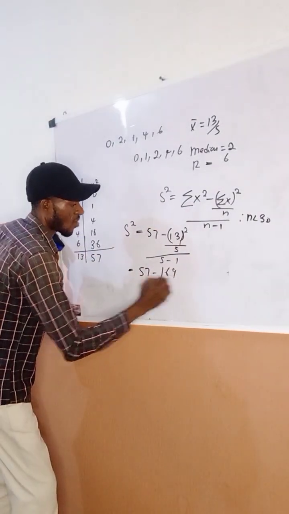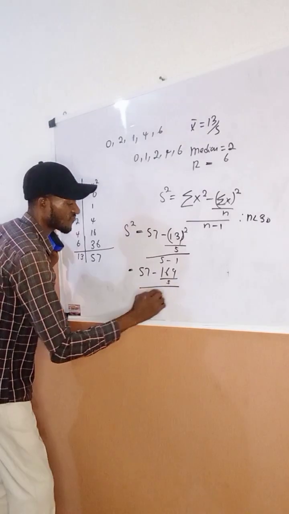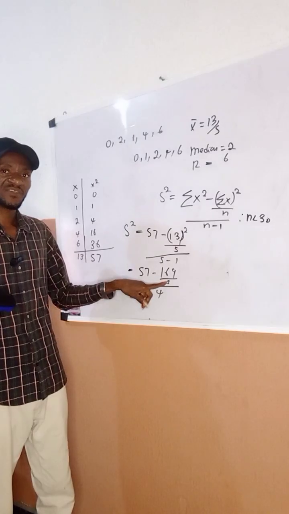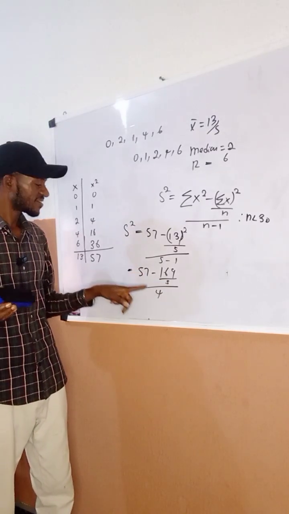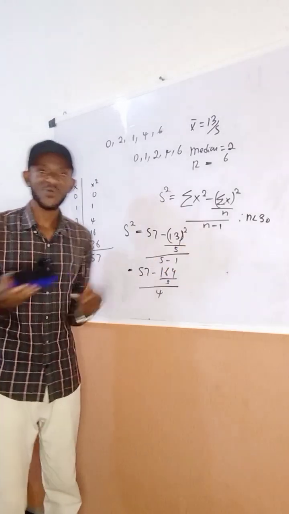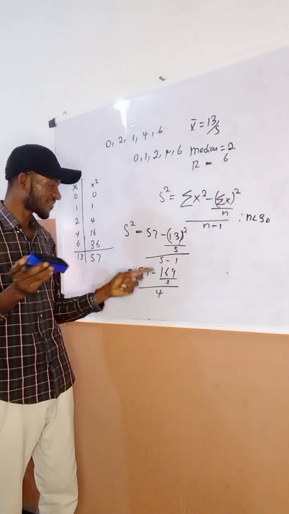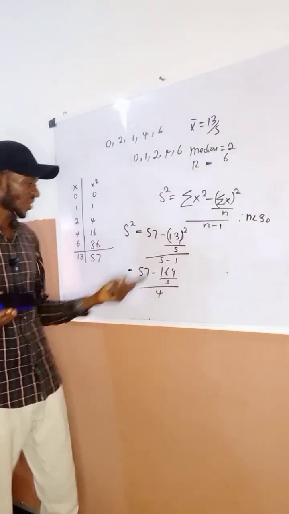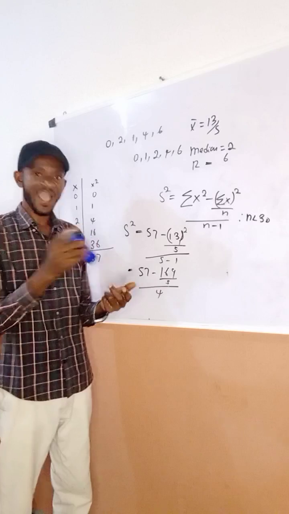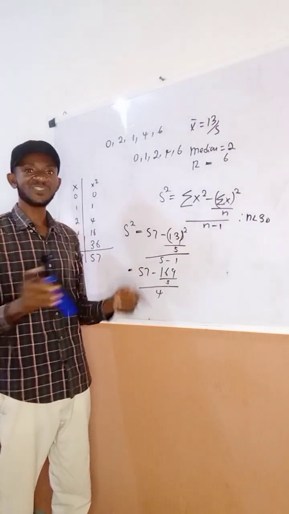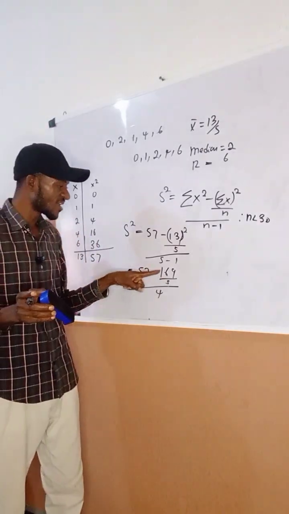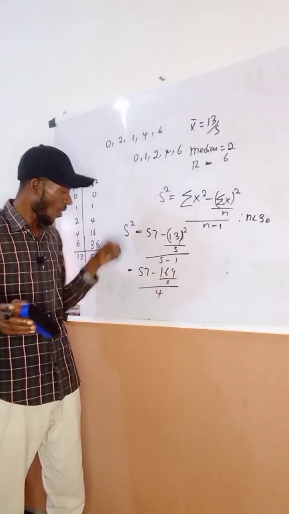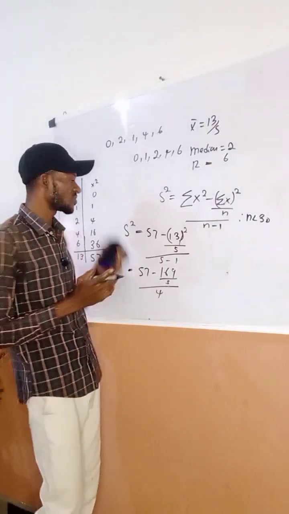So I now come over here and write 169 all over 5, all over 4. Of course, when you divide this 169 by 5, subtract it from 57, and divide it by 4, you arrive at your variance. So this is actually very simple. Just divide this by this. I don't have my calculator in my hand for me to be pressing the decimal points and the rest of them. But the moment you say 169 divided by 5, you have a value. 57 minus that value, divided by 4, will be able to give you the variance.